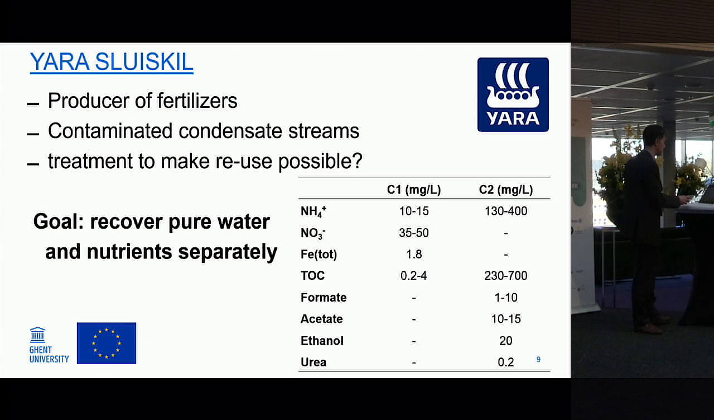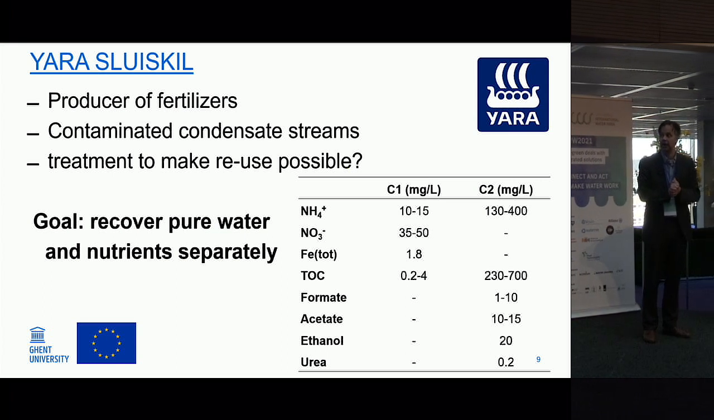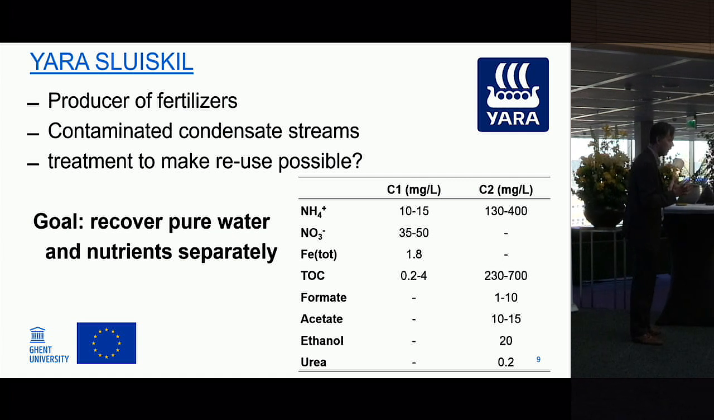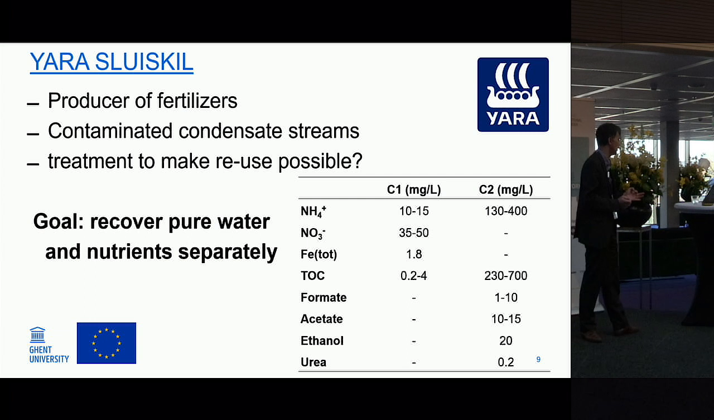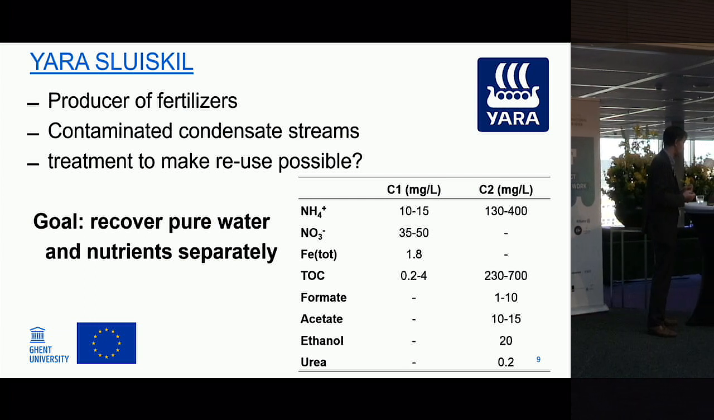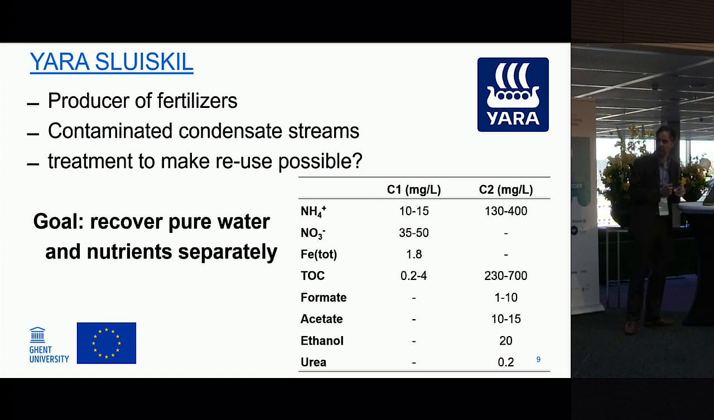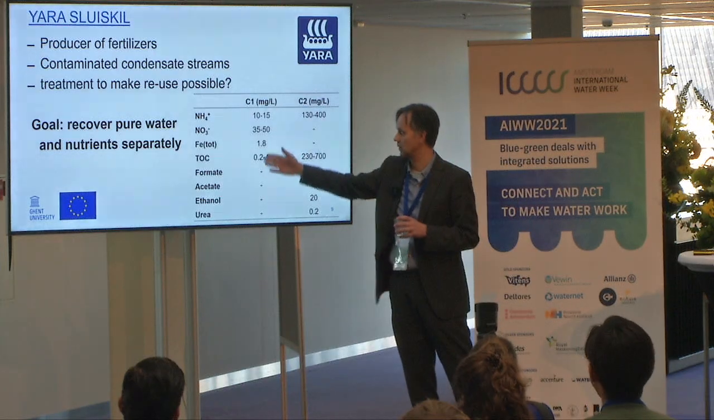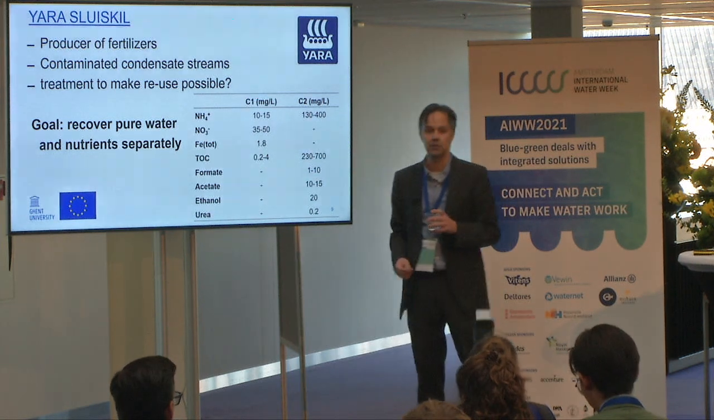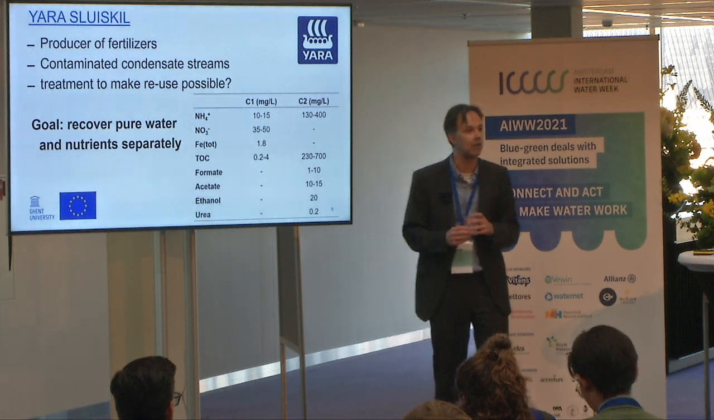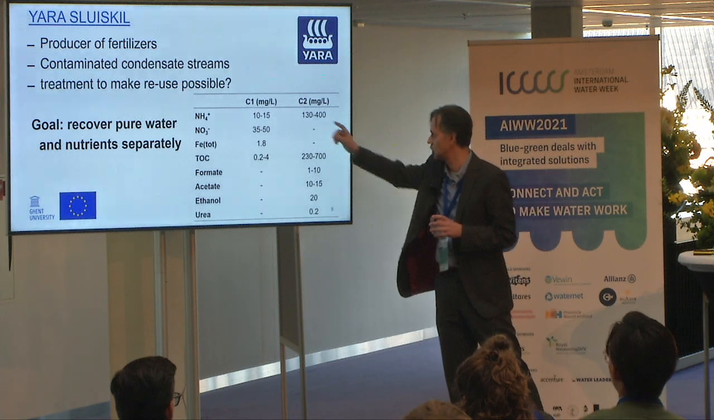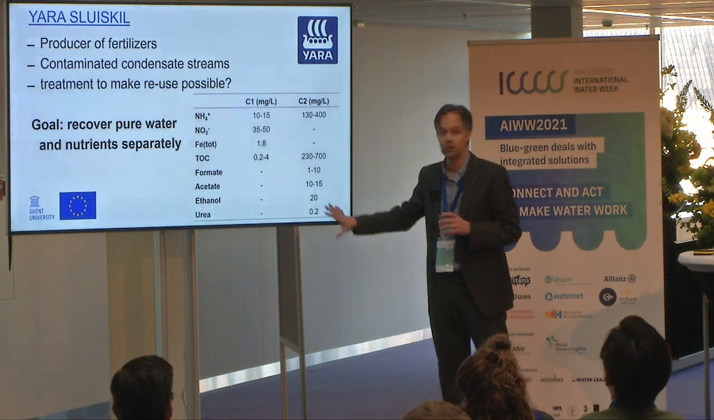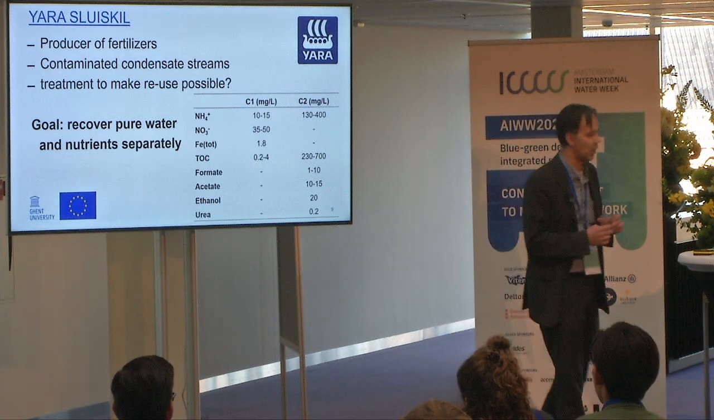And in this case I present, it was localized at Yara Sluiskil, which is in the south of the Netherlands, and is a producer of fertilizers. They deal with contaminated condensate stream, and the question was, is treatment possible to reuse this condensate stream? We tested over a couple of months different streams, and the condensate stream 1, which is a low polluted stream, and typically the composition you can see here. I would like to indicate the TOC levels, which is smaller than 5 milligrams per liter, and on the right-hand side, the condensate stream 2, which is much more heavily loaded, up to 700 milligrams per liter, and it was also broken down in a couple of other organic components.